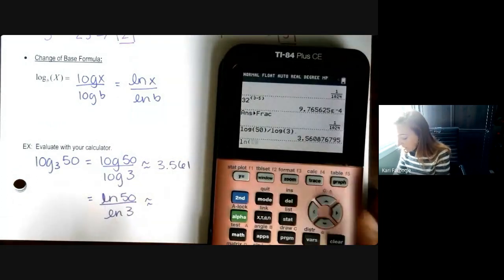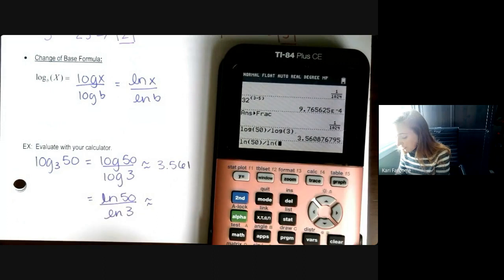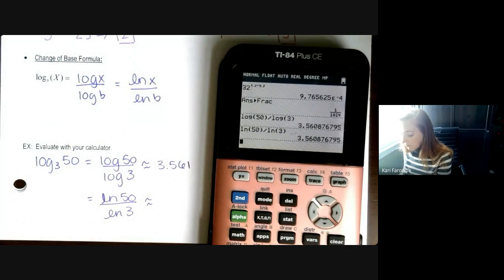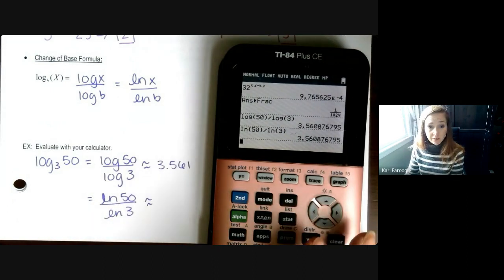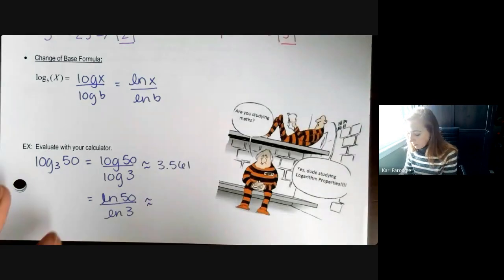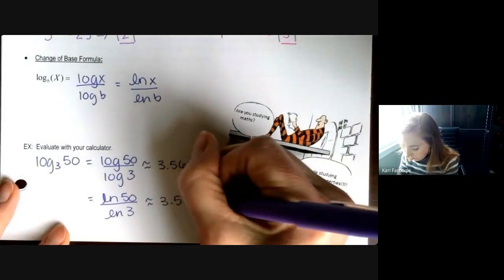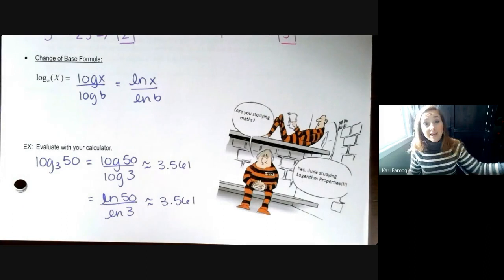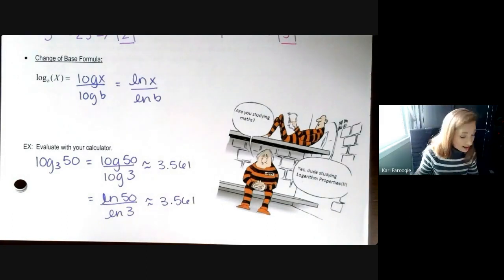And I can say ln 50, close my parenthesis, then divide by ln 3, and I get the same exact approximation that I got before. So this is about 3.561. That's how you would use your calculator to evaluate a log.